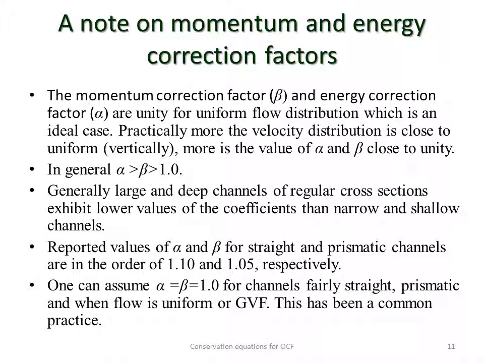So typically, for fairly straight and prismatic channels, practically we can assume that alpha is equal to beta is equal to 1 when the flow is uniform or gradually varied. This has been a common practice for hydraulic engineers dealing with open channel flow.